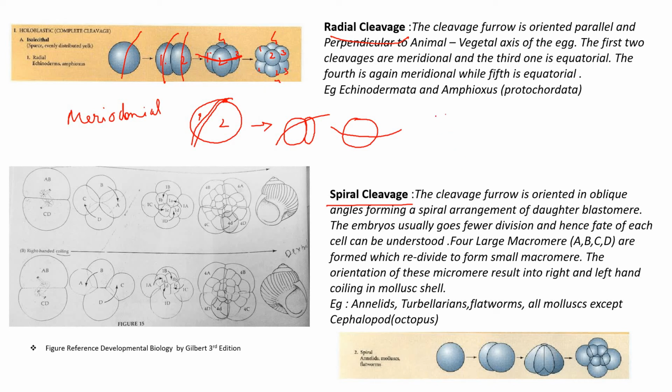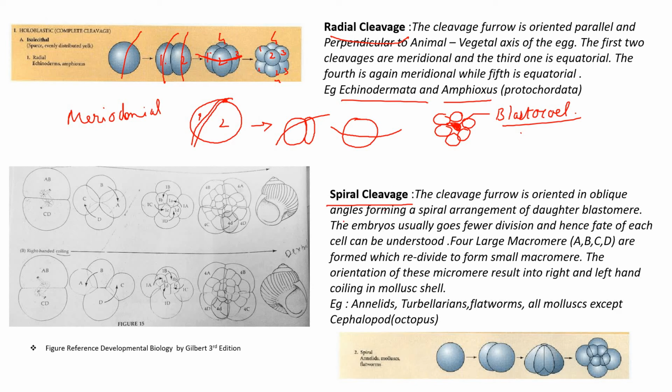So usually when you look at the egg or the zygote which is undergoing a radial cleavage, you will find this kind of an arrangement, and in between you will find a cavity. This cavity is referred to as a blastocoel. Which organisms show radial cleavage? Echinoderms and Amphioxus.